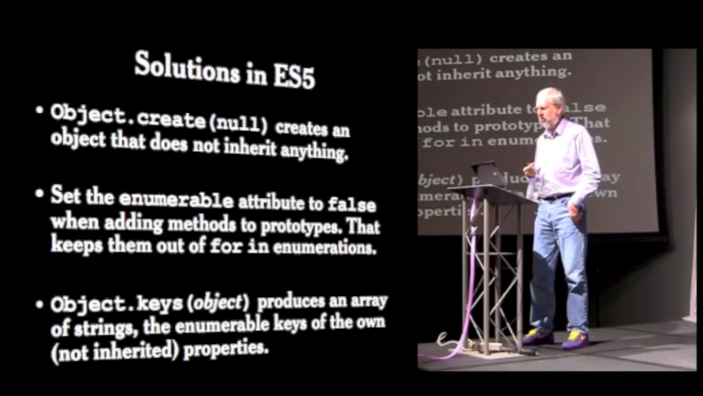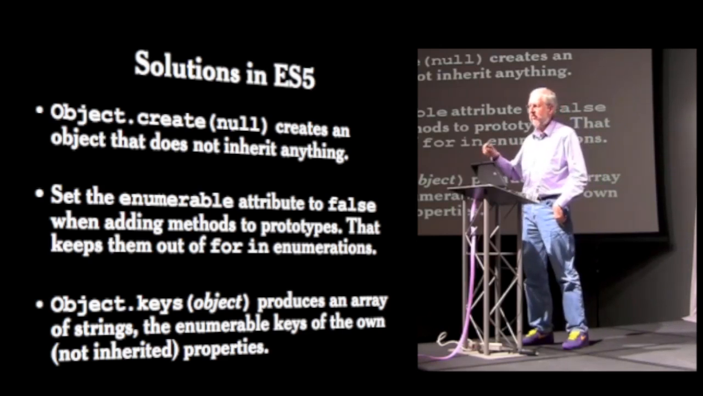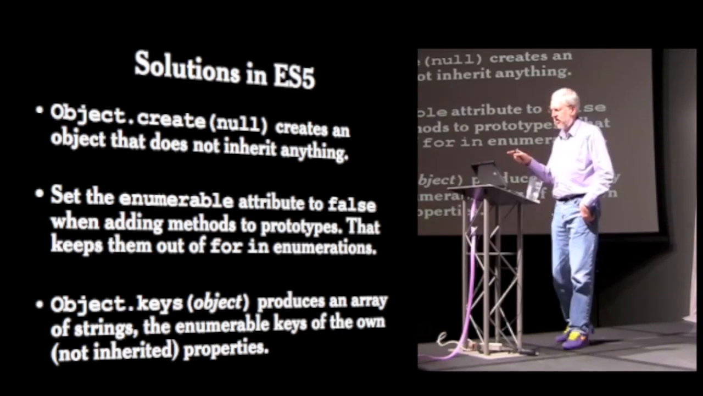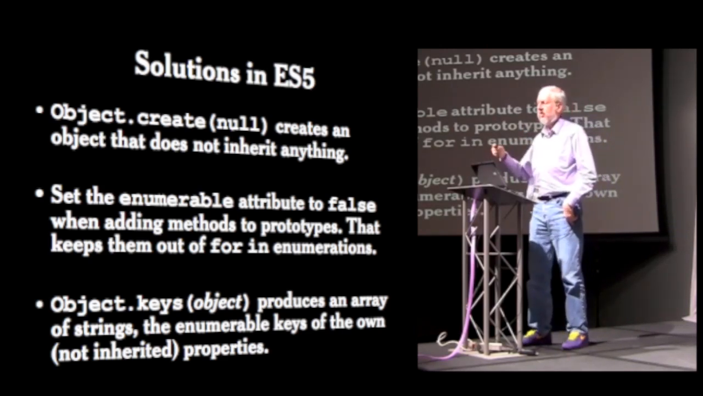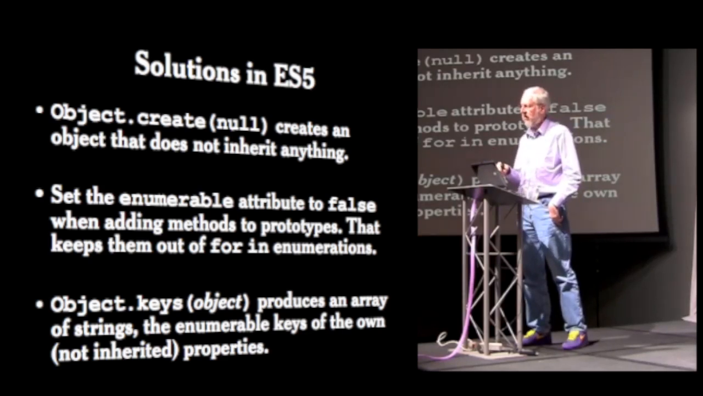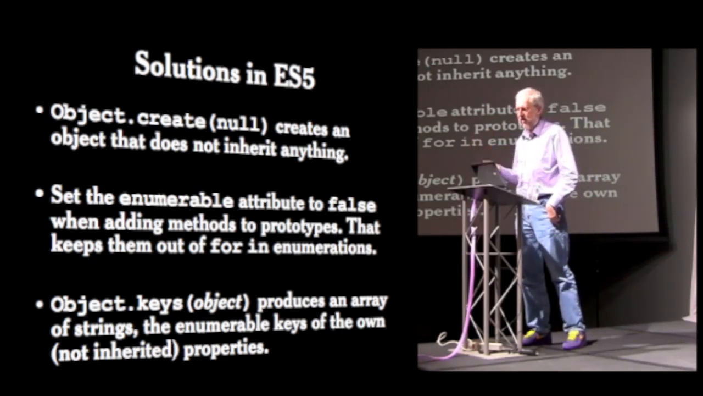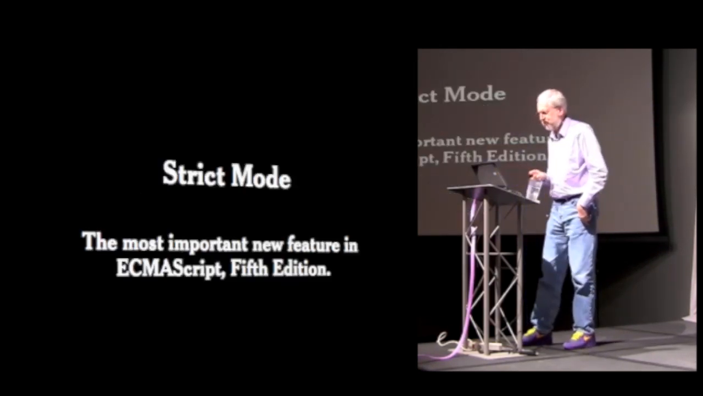For other classes of problems, we can set the enumerable attribute to false when we're adding methods or other values to the prototypes. That will also prevent accidental inheritance in the case of for-in enumeration. And we also now have Object.keys, which makes for-in completely unnecessary, where we can just get an array of keys and use the array methods for dealing with those.